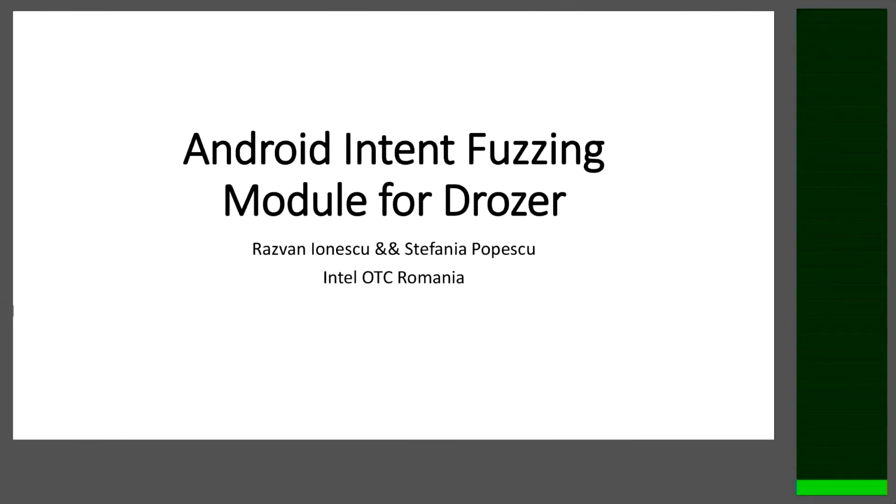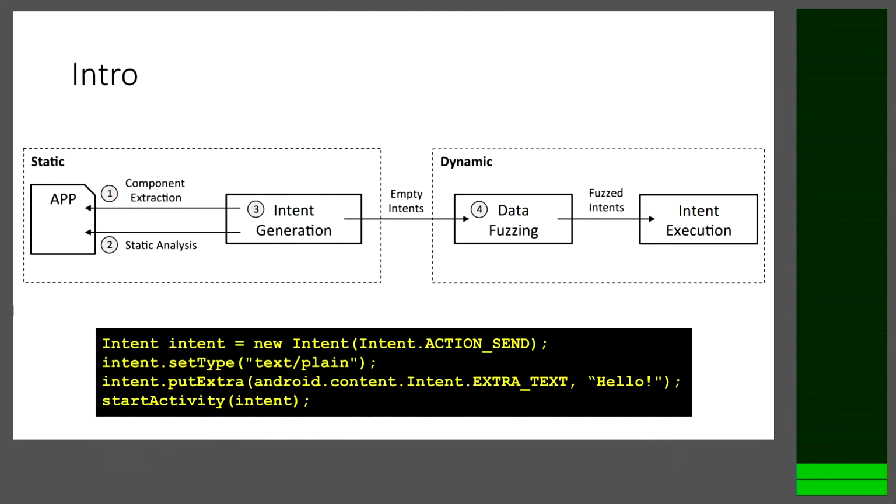Hey everyone, my name is Rezvan. You may call me Bobby because it's much simpler. Today I'm going to present the Android Intent Fuzzing module for Drozer, or you may call it Fuzzy Nozer because it's simpler. A little bit of introduction. Basically, we have built an open source project where we fuzz intents. Intents are used by Android to communicate between activities, to announce some events, stuff like that.